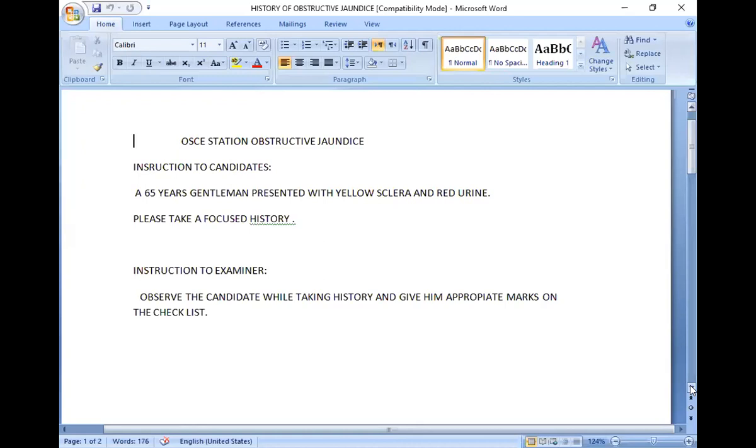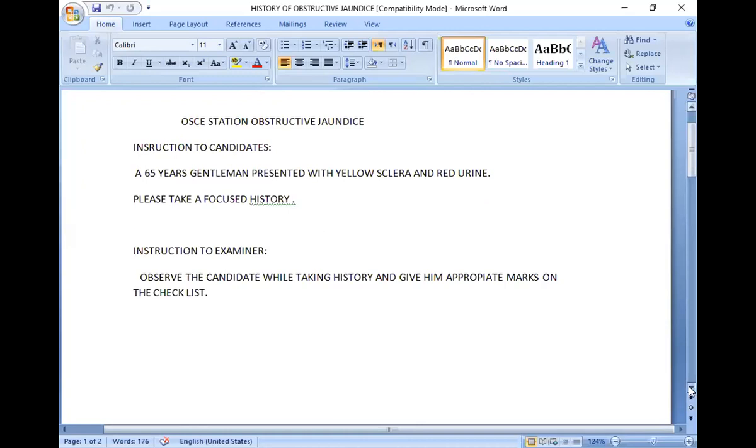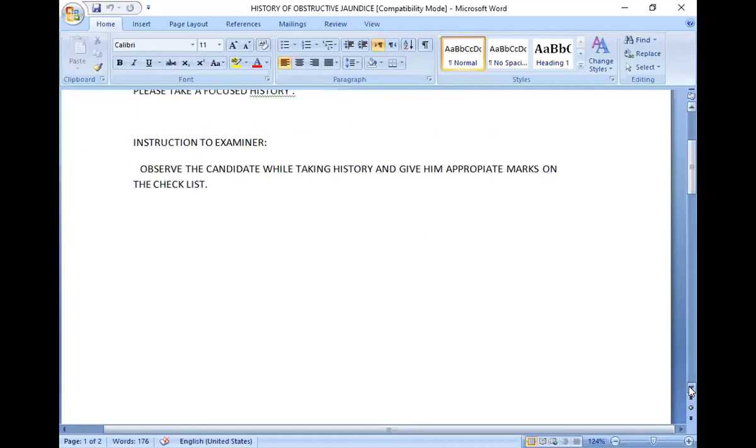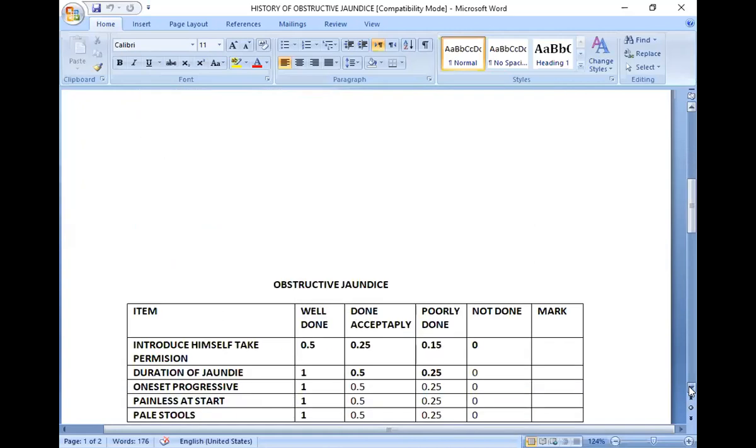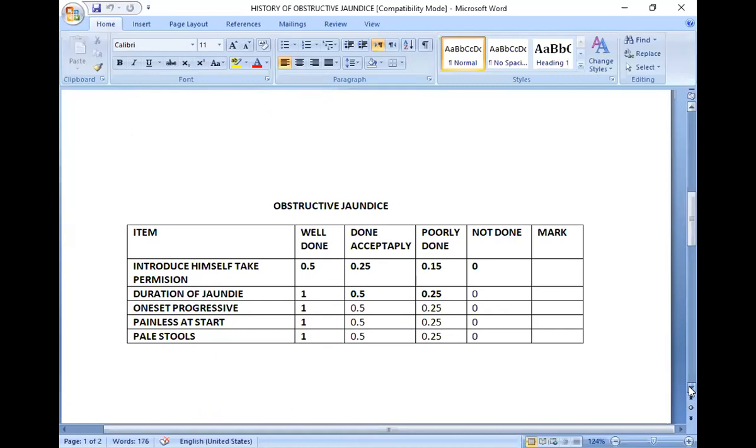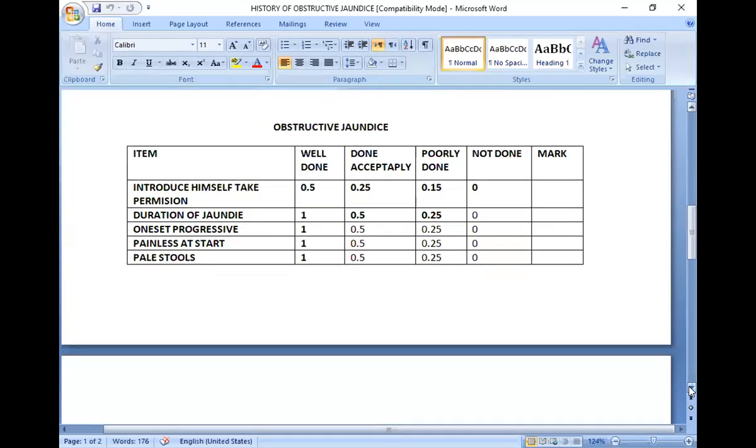Okay? Observe the candidate while taking history. The most likely diagnosis is obstructive jaundice. If there's a history, it's a history of obstructive jaundice. And then you have the scale, you know the scale: well done, done acceptably, poorly done, not done.